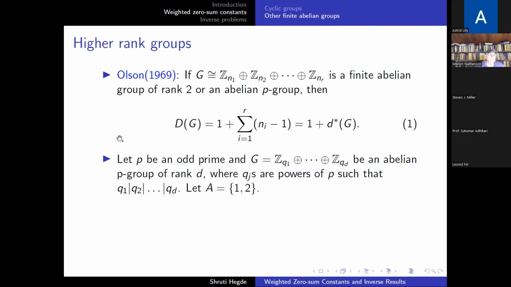So in the rest of this section, we will take p to be an odd prime and G to be a group of this form, that is the direct sum Zq1 up to Zqr, where these qi's are powers of the prime p and q1 divides q2 up to qr.